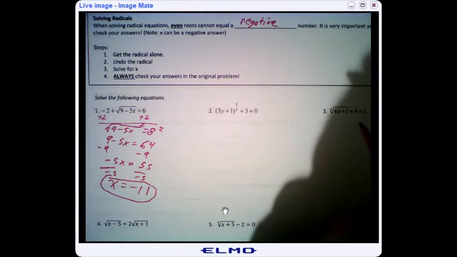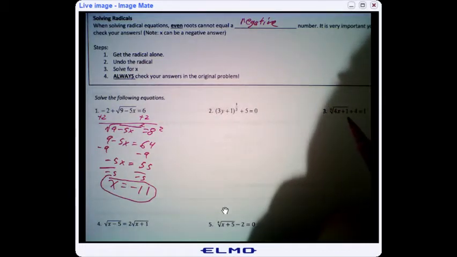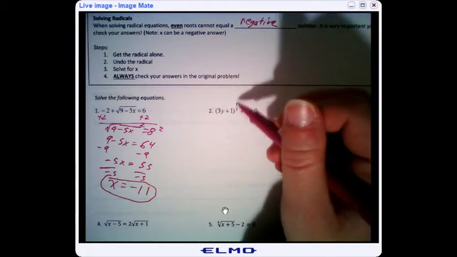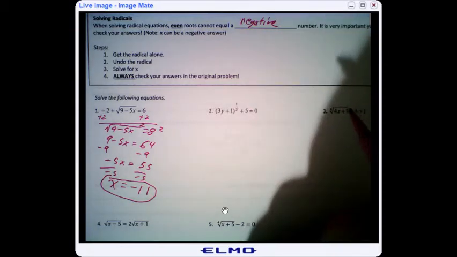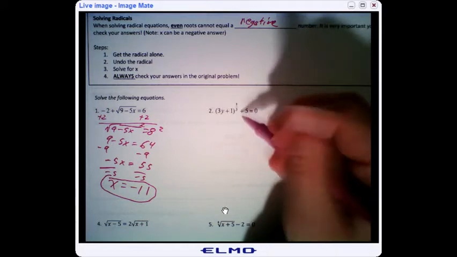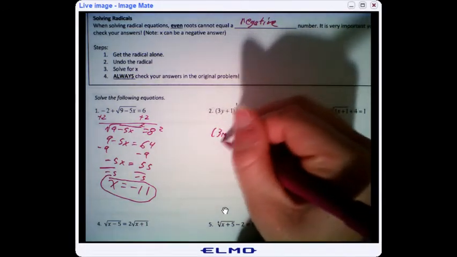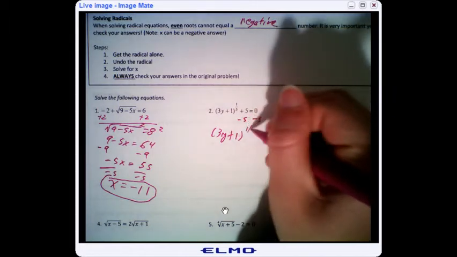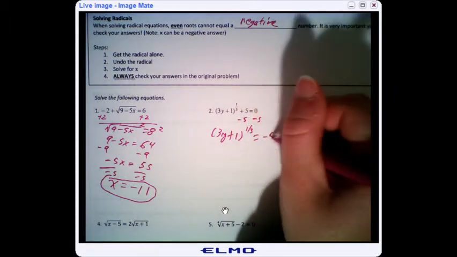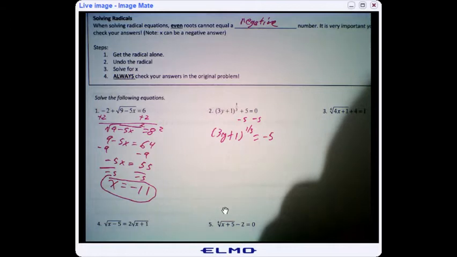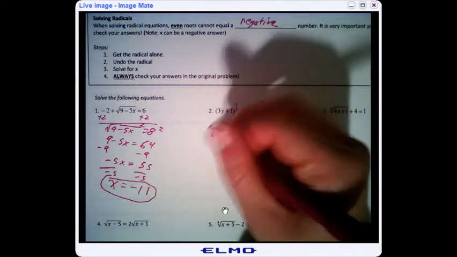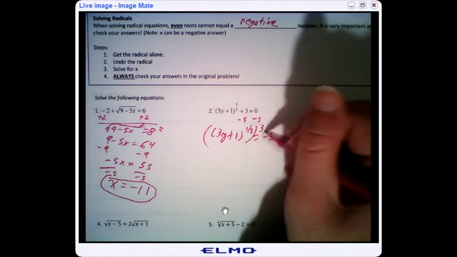For problem 2, we've got 3y plus 1 to the 1/3 power plus 5 equals 0. Remember that a 1/3 power is like a cube root. So the first thing we're going to do is move this plus 5 because we want to isolate the radical. You could rewrite it as the cube root if you want to, but you don't have to. So I know I'm going to raise both sides to the 3rd power to undo it.